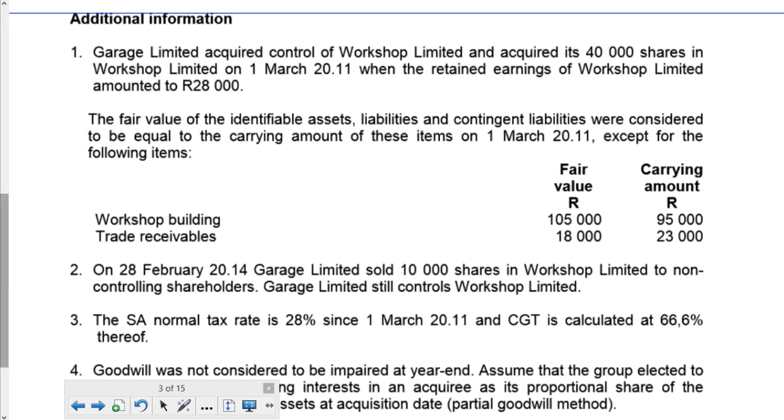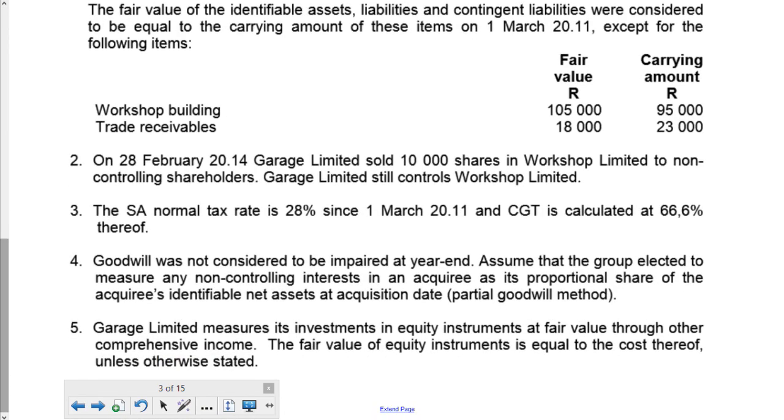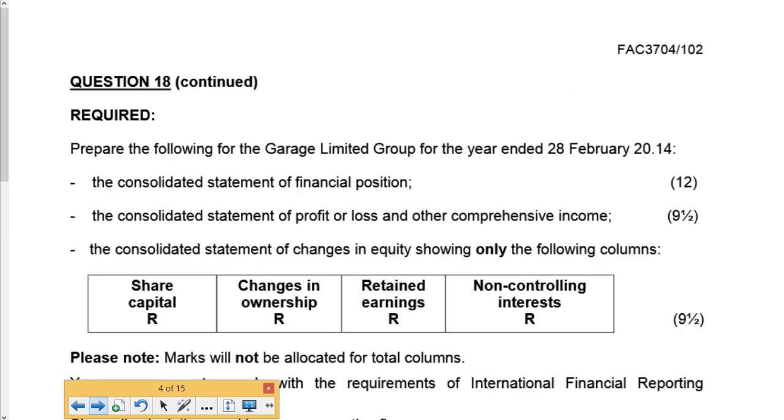They sold 10,000 shares to the non-controlling shareholders. They still control the company. Goodwill was not considered to be impaired at year end. The group elected to measure NCI at partial goodwill method. Garage measures its investments at fair value through OCI. The fair value is considered to be equal to cost unless otherwise stated. They did state otherwise. Prepare the following: statement of financial position, statement of P&L, statement of changes in equity.